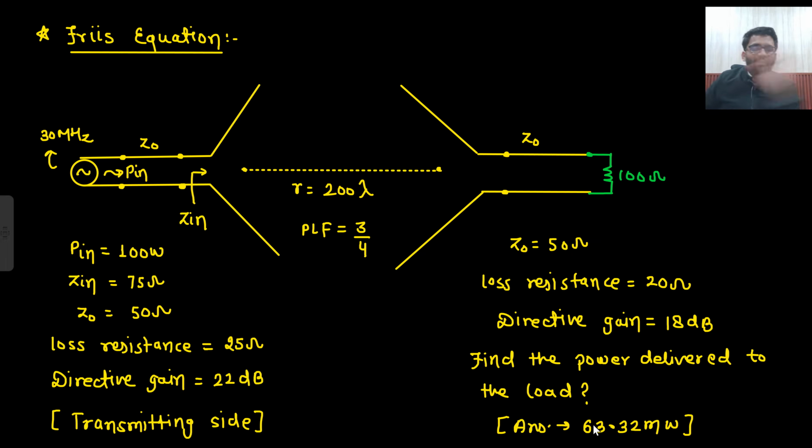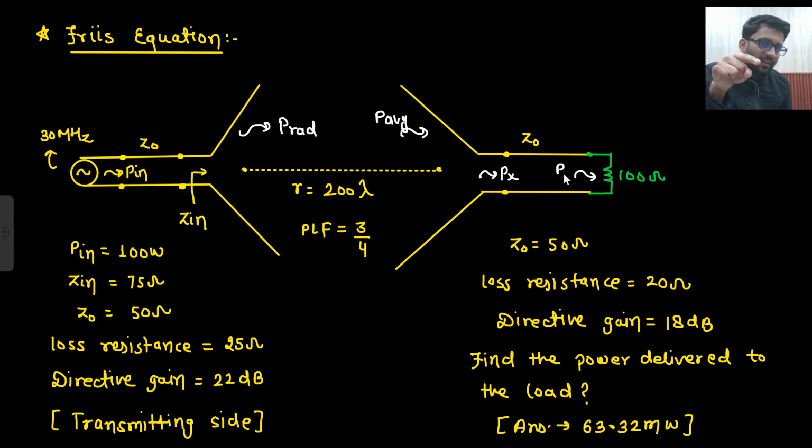The answer is written. You know every single thing about it. So what will be your first task? First task will be to find this P radiated. Then if P radiated travels down and reaches here, it becomes P average, that is your power density. Then it will be multiplied with your effective aperture area, and you will get this power, which we show as Px. Now this Px will go through some losses, and then finally we will get P load, the power delivered to the load.